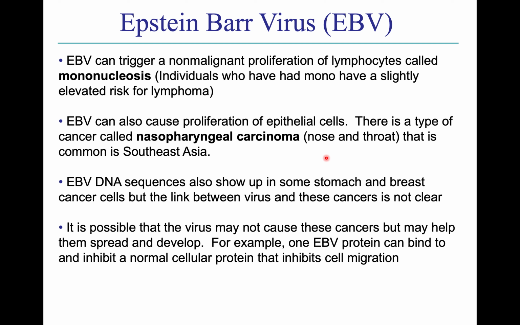And there's some evidence that Epstein-Barr virus may not be causing all of these cancers, but it might just be helping them spread and encouraging their development. So, for example, one of the proteins encoded by the Epstein-Barr virus can bind to and inhibit a normal cellular protein that would normally shut down cell migration. And of course, we talked about that's one of the hallmarks of cancer cells, right, is their ability to migrate. So if you have a virus that's promoting cell migration, that may help encourage the development of cancer, even though the virus is not causing the cancer itself in all cell types.